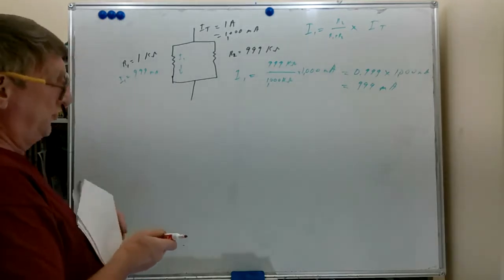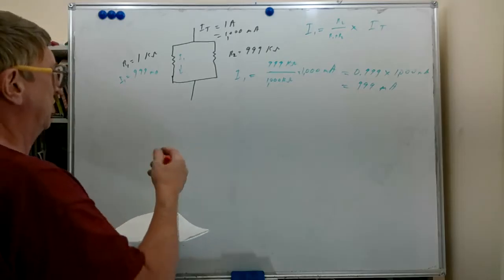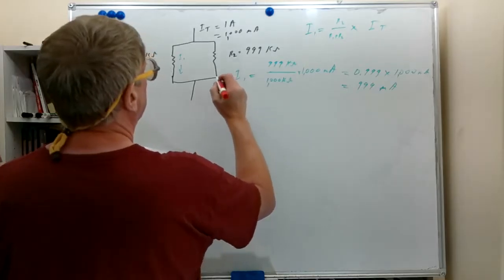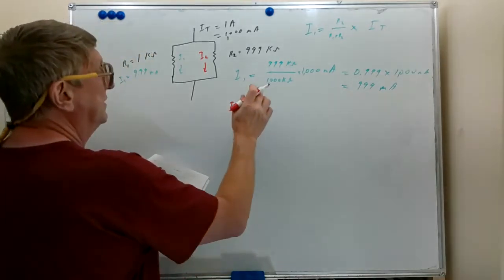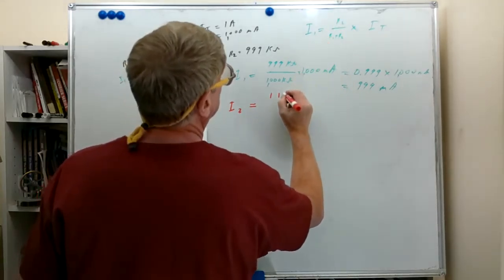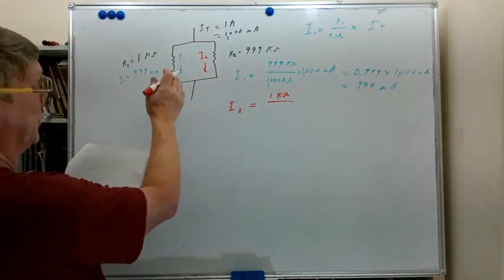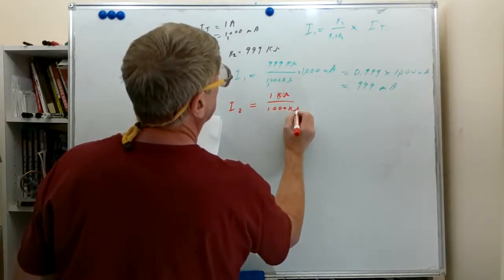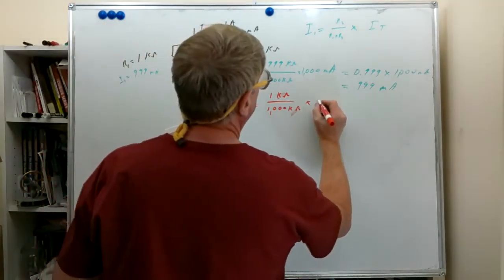We're going to do it with the current divider formula, though we could use the current summation formula. We could use the current summation formula, but we're going to go ahead and see what I2 is. We want I2 here. I2 is going to be the other resistor, 1K ohm, over the sum of the two resistors, which is the same as before, 1,000K ohms, times the same total current of 1,000 milliamps.